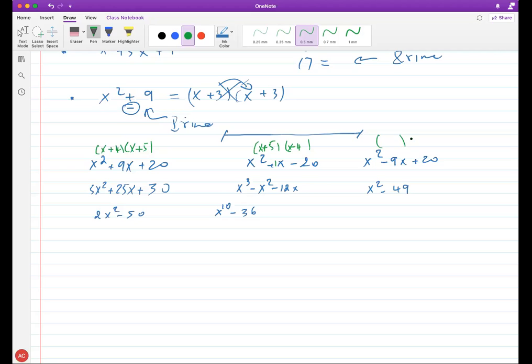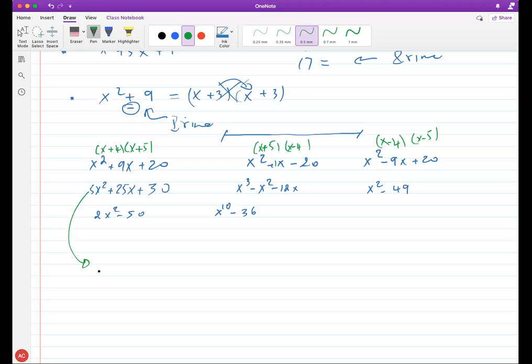And what about this one? X minus 4, x minus 5. Yeah. Okay, so if you multiply them, you get 20, add them, -9. What about this one here?